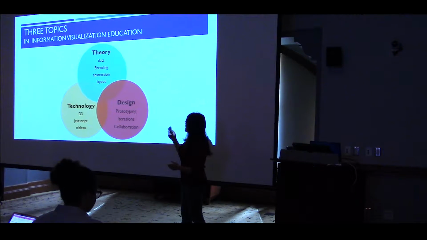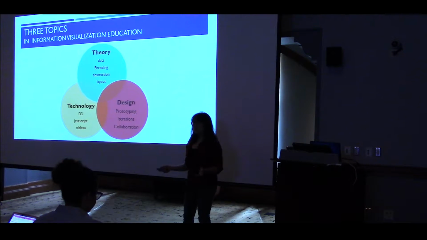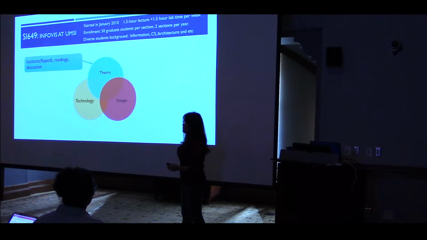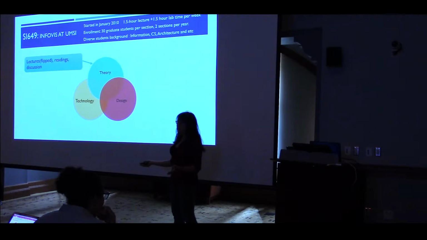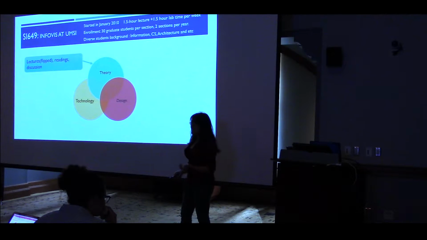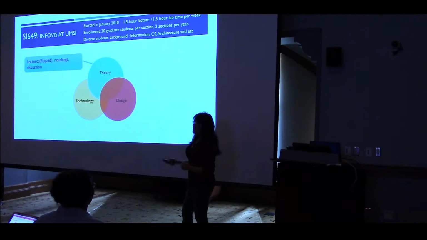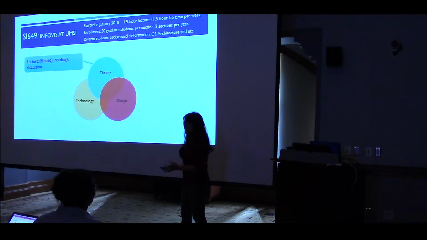So this is exactly what we're doing at the School of Information. At the School of Information, we have a course called SI 649. This is the information visualization class that Eytan has been teaching since 2010. We offer this class 2 sections per year, and we get about 30 students for every section. Our students, of course, come from very diverse backgrounds. And we basically cover the 3 components in the following way.